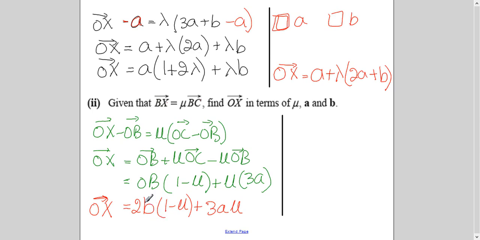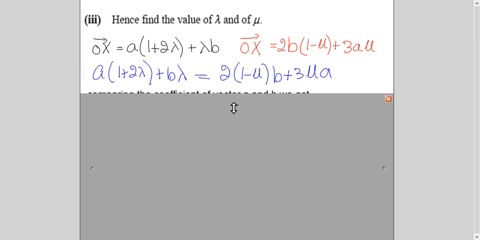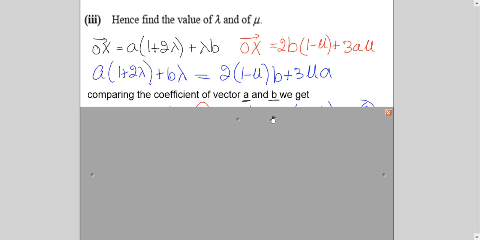The reason is, the coefficient of B is now 2, 1 minus mu, and the coefficient of A is 3 mu, right? So that is important, because now I have OX in terms of lambda AB and mu AB. And the last part of the question is saying find out the value of lambda and mu. Since your two vectors are identical, you can equate them. Once you equate them, you can compare the coefficient of vector A and the coefficient of vector B.